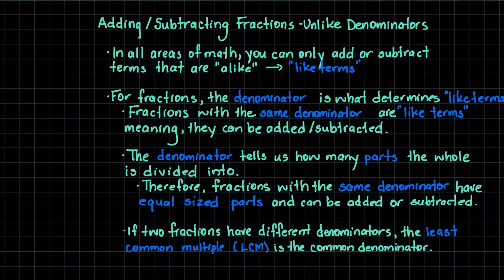The denominator tells us how many parts the whole is divided into. Therefore, fractions with the same denominator have equal sized parts and can be added or subtracted. If two fractions have different denominators, the least common multiple is the common denominator. So that's some background information. We're going to go over steps to adding unlike denominators, and then we'll get into some examples.